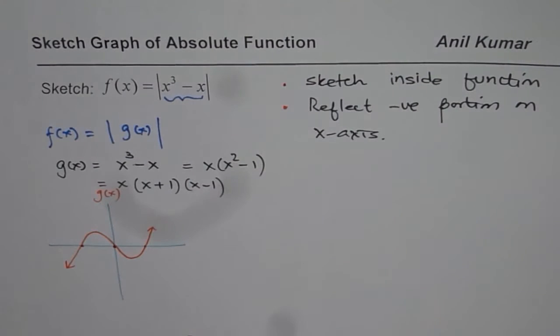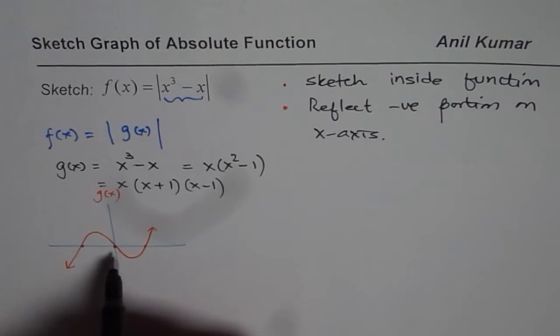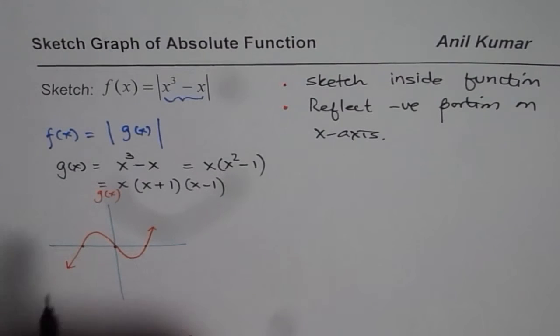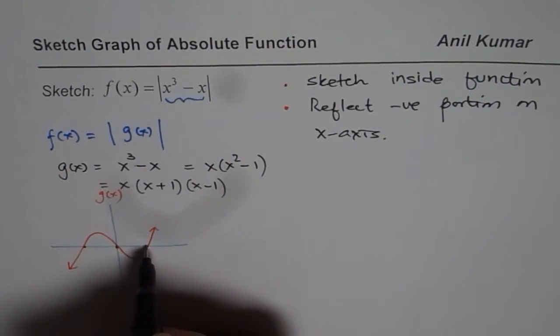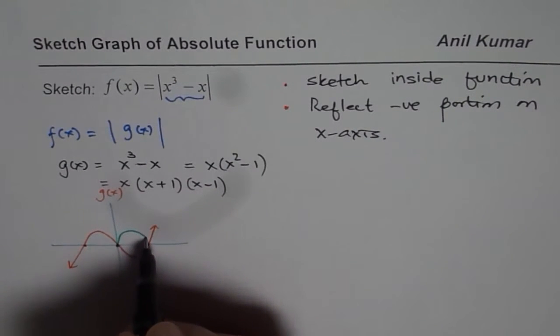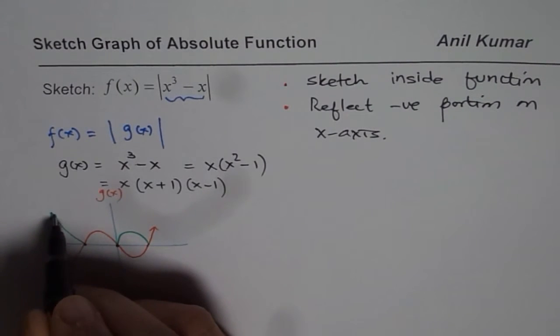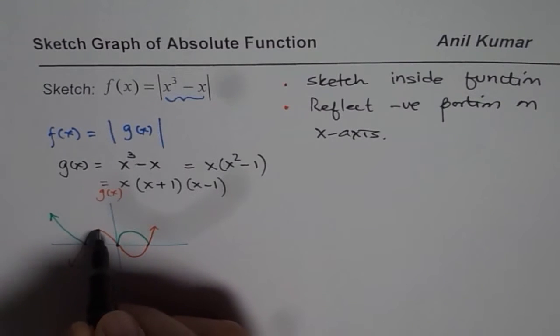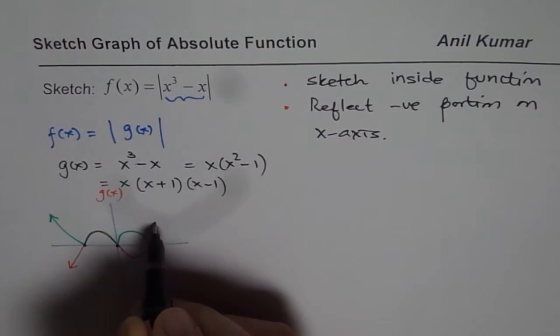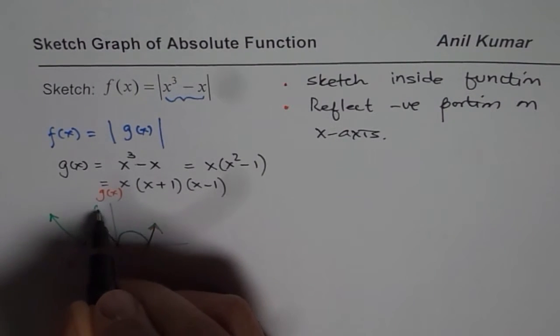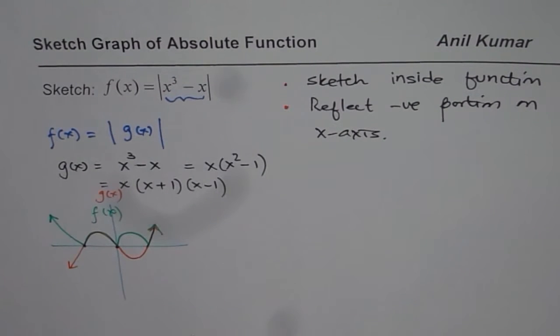What I'm trying to say here is that in this graph, you will notice that is a negative portion. Absolute value is always positive, right? So you cannot have negative, so we'll reflect this. That is how we are going to reflect. And here also we have a negative portion, so that will be kind of like this. So what we get is the graph of our function f of x. Do you see that in green? So that is f of x. That is how in two steps you can very easily sketch any absolute function, right? I hope that is a very straightforward strategy to adopt.